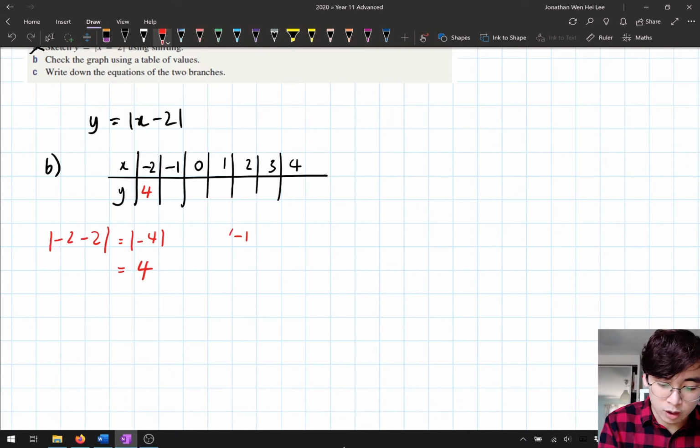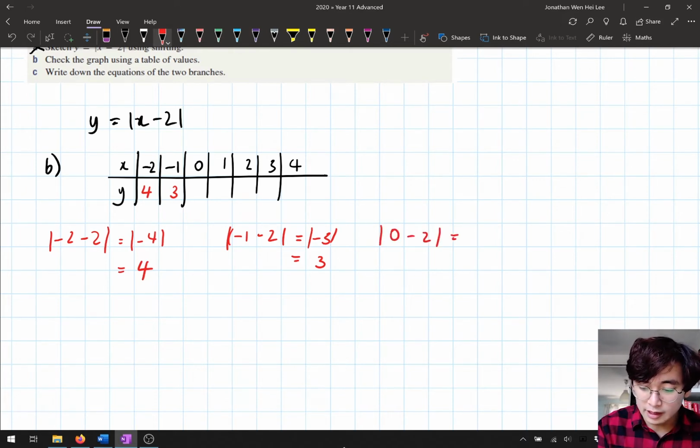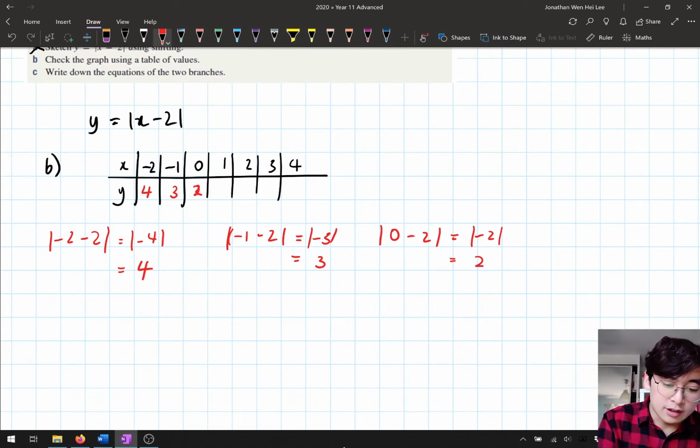Next one, -1 minus 2. That gives me -3. When I take the absolute value of -3, I just get 3. So here I've got 3. Now hopefully, once I do the next one, you start noticing a pattern. When I do 0, I'm going to do 0 minus 2. That gives me -2. Absolute value is just 2. Next one, hopefully you'll notice there's a pattern. The next one is just going to be 1, and when x is equal to 2, that will give me 0. Now I'm going to do x is equal to 3 just to show you what happens.